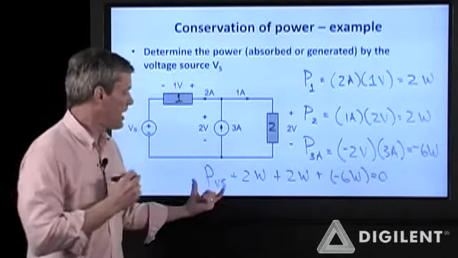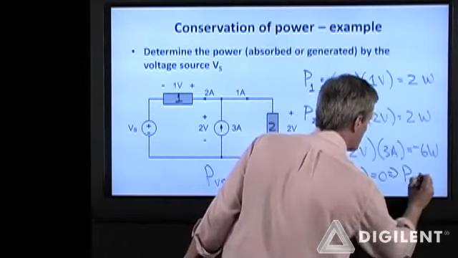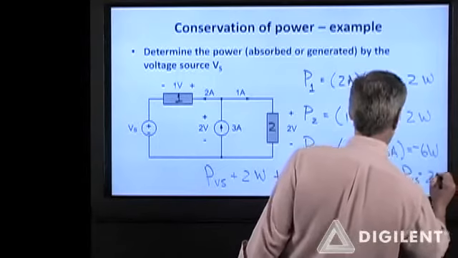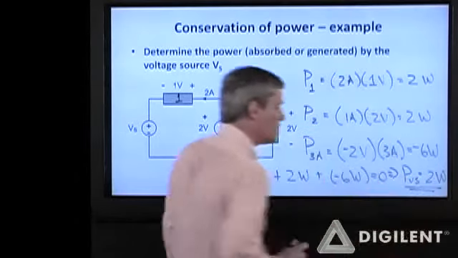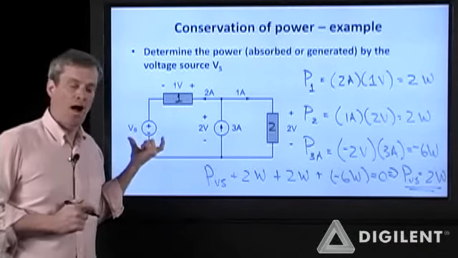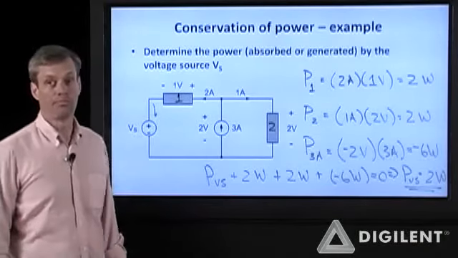Take that to the other side, so P sub Vs is 2 watts. This voltage source is actually absorbing power. The current is coming in the positive voltage node.